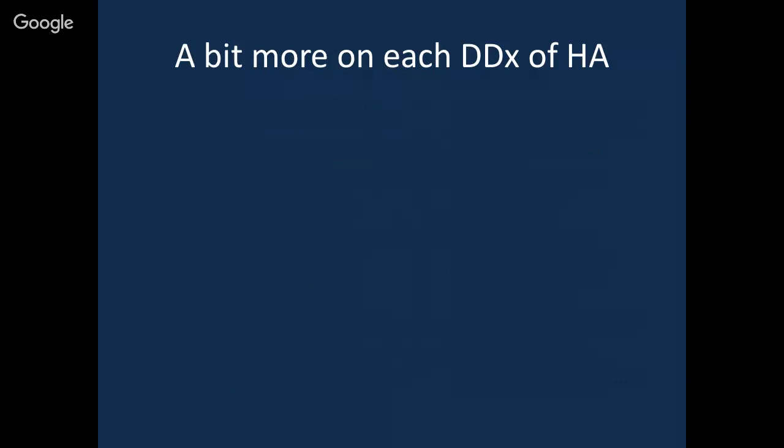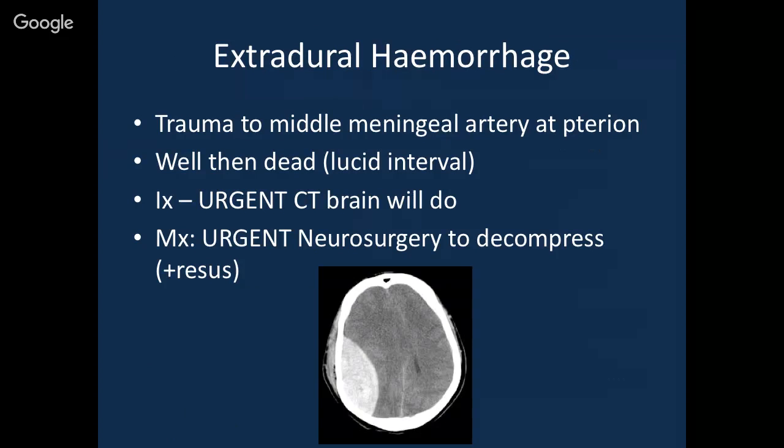Cool. Now, just going through each of them, I think we've mentioned most of these things. Extradural is trauma to the middle meningeal artery at the pterion, they go well then dead. The only investigation to worry about is an urgent CT brain, and the management will involve urgent neurosurgery to decompress this. Okay, so why do I have this picture there?